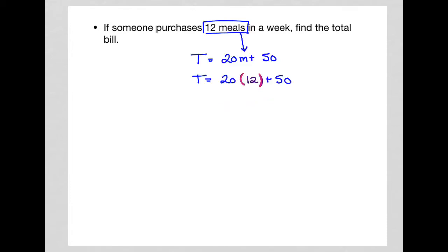But now, again, order of operations is telling me I should do the multiplication first. So when I do this multiplication, I'm going to get t is equal to, and let's see, 12 times 20 would give me 240, and then I'm going to add $50 to that. So my final result is going to be, this person's going to spend $290 on 12 meals on your service just within that week. This concludes this part of the lesson. There is one more video that I would like you to check out.